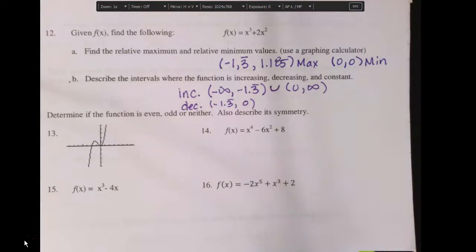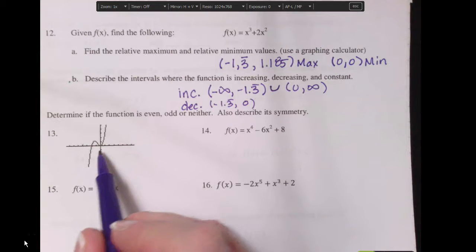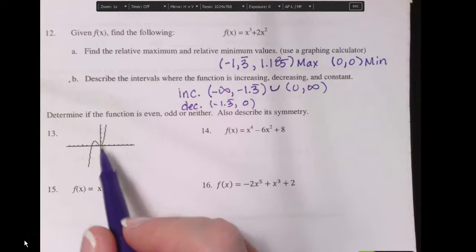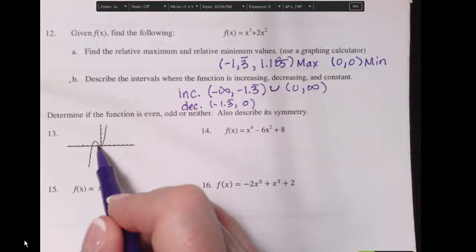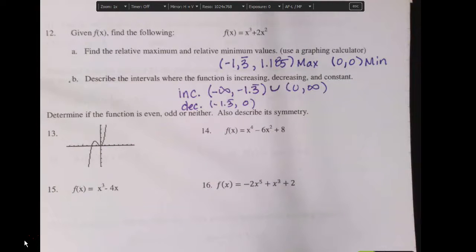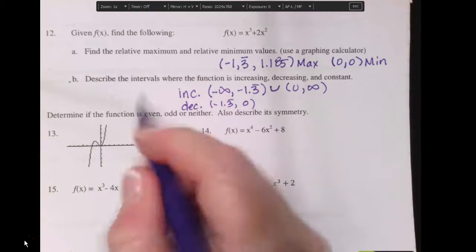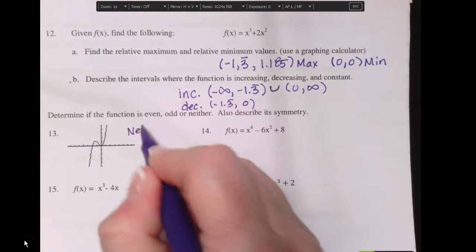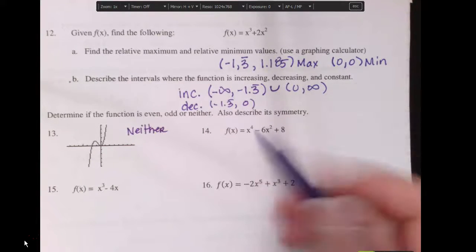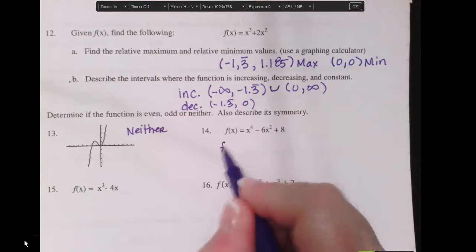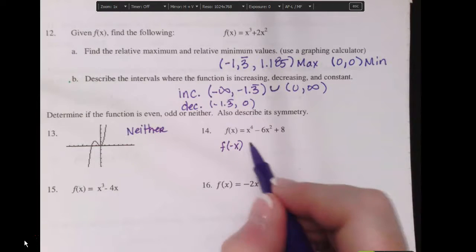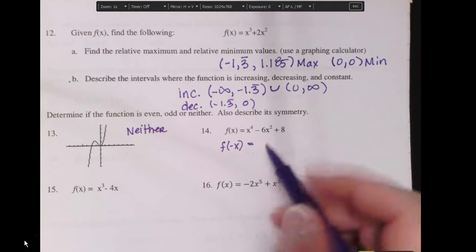So here I want to say even, odd, or neither. If I'm visually looking at the graph, if this were shifted over and down and it were symmetric about the origin, I could say that it was odd. But since it's shifted over, it is going to be neither. Now, truly the way to be able to tell is by plugging in f of negative x and see if we get back the original function.